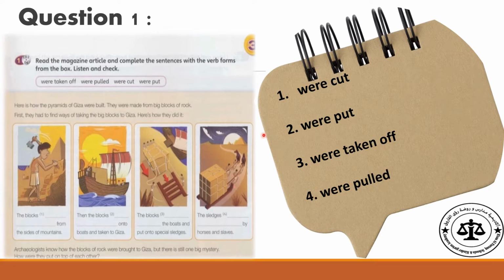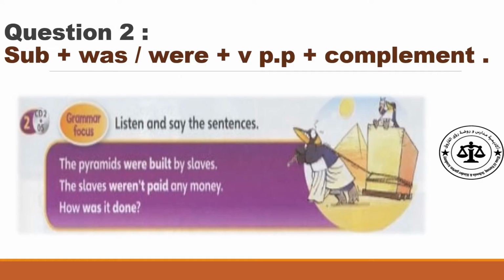So here, my students, look, we have verb to be in the past. This is were because we have plural nouns in all sentences here. Then we use the verb past participle, verb 3. Now let's move to question number 2. Listen and say the sentences. Let's remember the form of past passive. What is the form? Yes, this is the object, was or were, verb past participle, and complement.